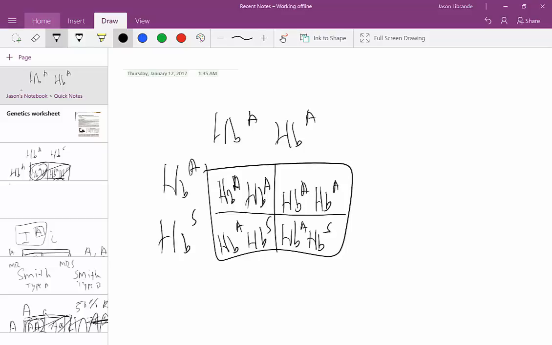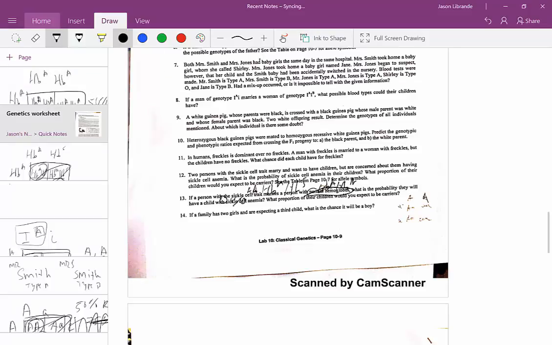So again, none of these children are HbS, which is a sickle cell anemia genotype. So 50% of these will be carriers, and 50% will be healthy. So again, for the first part of that question about what's the probability that your child will have sickle cell anemia, I didn't need to do a Punnett square for that. You can just do that in your head.